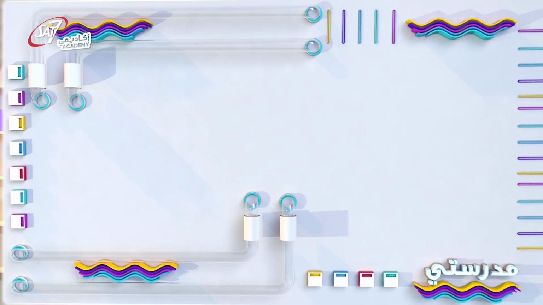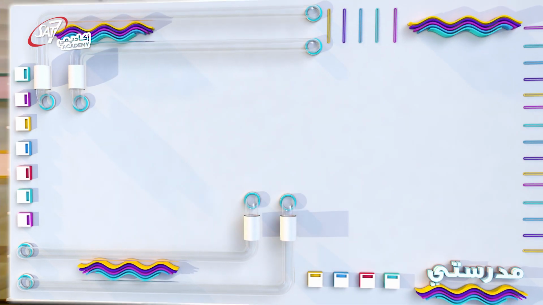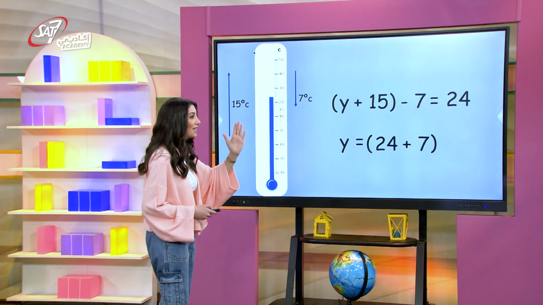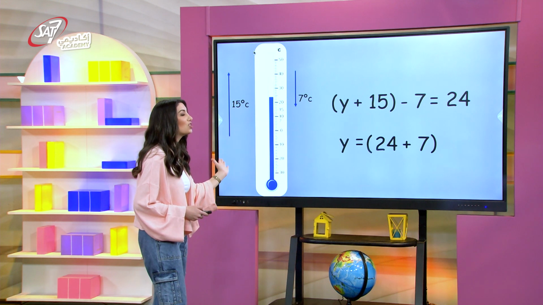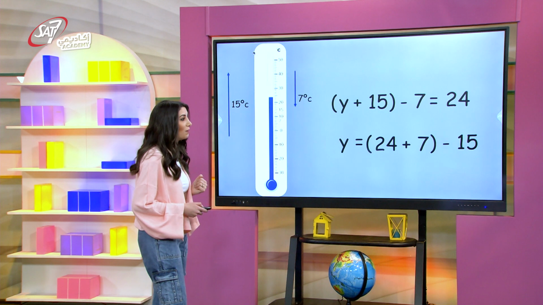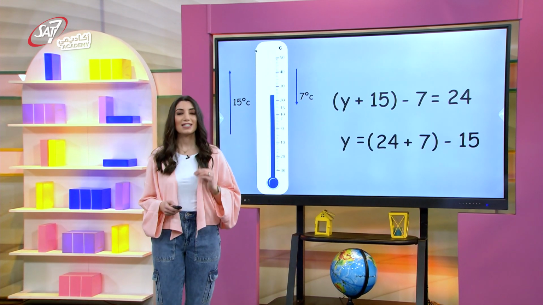Why is that? From noon to evening, the temperature fell 7 degrees, meaning from evening to noon, we should raise it by 7, plus 7. At noon, the temperature was 24 plus 7, which is 31 degrees Celsius. And from morning to noon, the temperature increased 15 degrees, meaning from noon till morning, we should decrease it 15 degrees, minus 15. 31 minus 15 equals 16. Y is 16 degrees Celsius.